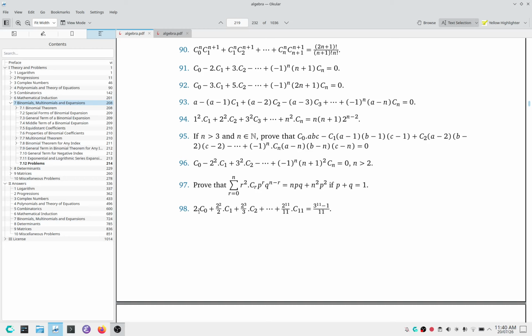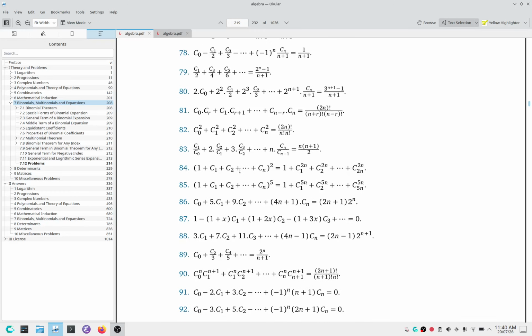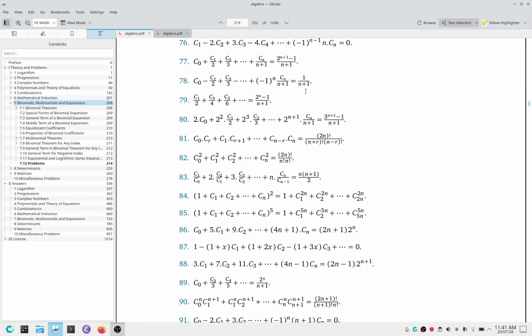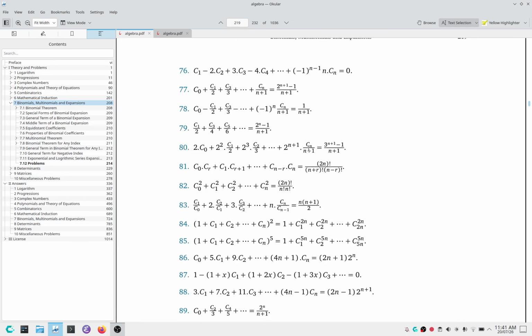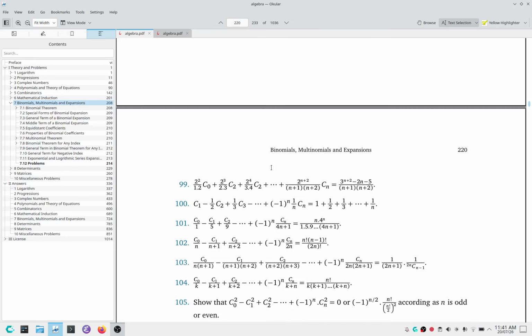Question 98 says that we have to prove that 2 times C0 plus 2 square upon 2 C1 plus 2 cube upon 3 C2 and so on up to 2 to the power 11 upon 11 times C10 is equal to 3 to the power 11 minus 1 upon 11. So this we have solved earlier, I believe. Let me see this one, okay? Like question 80 here, instead of n we have 10 and 3 to the power 11 upon 11. Yeah, like 80. So like 80 you solve 98 and it will be there.